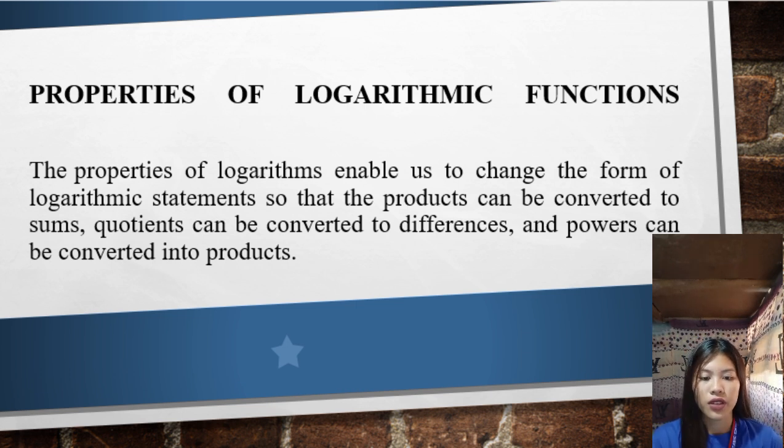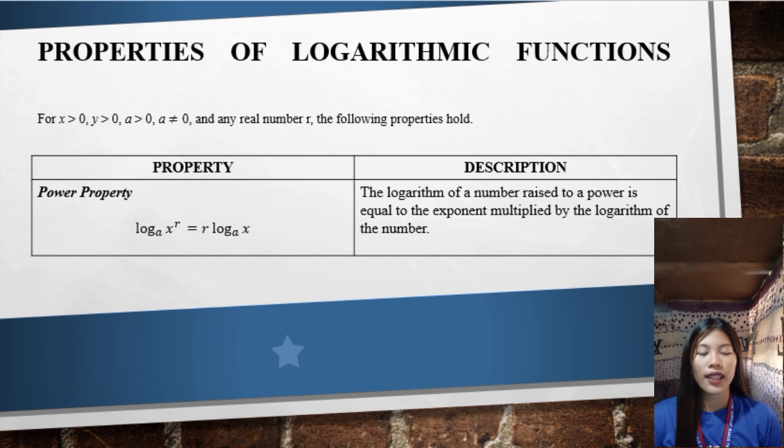So, what does properties of logarithmic functions mean? Basically, these are the rules and relationships that govern how logarithmic functions behave. The properties of logarithms enable us to change the form of a logarithmic statement so that products can be converted to sums, quotients can be converted to differences, and powers can be converted into products. And now, let's explore these 5 properties of logarithmic functions.